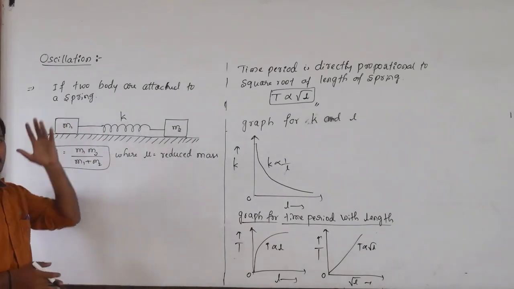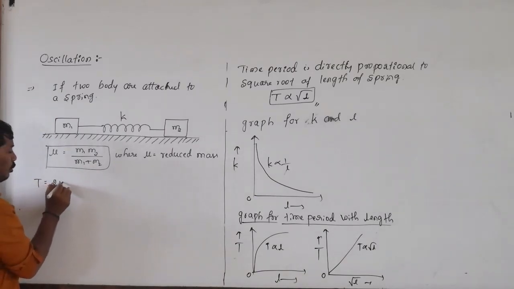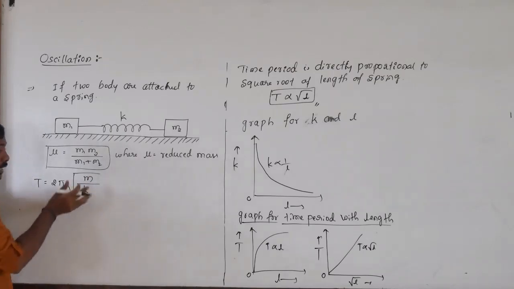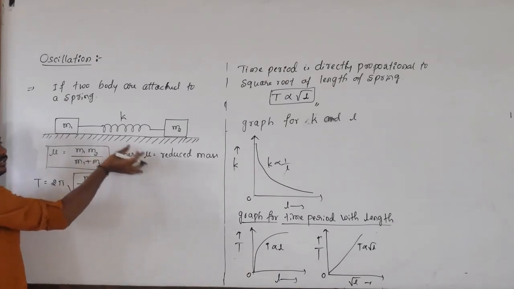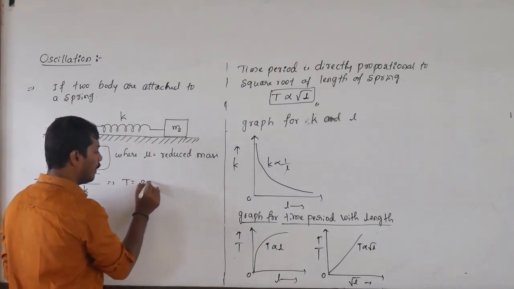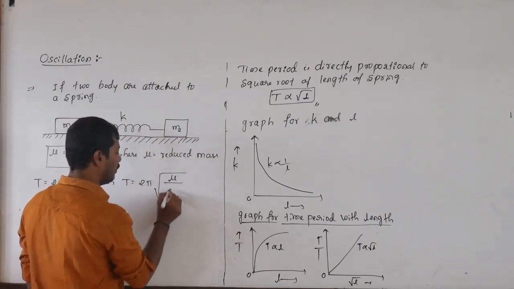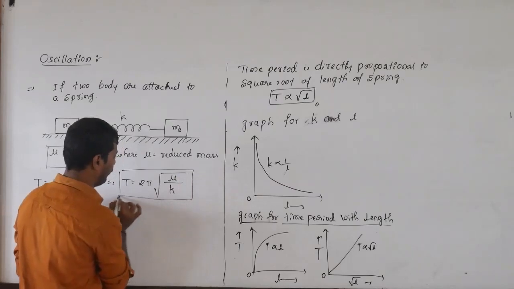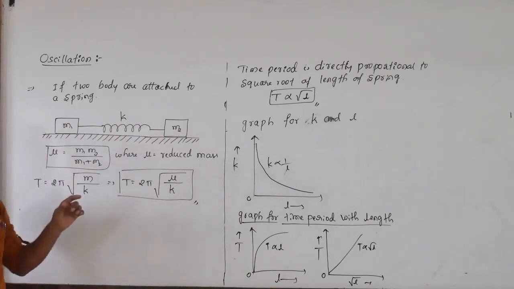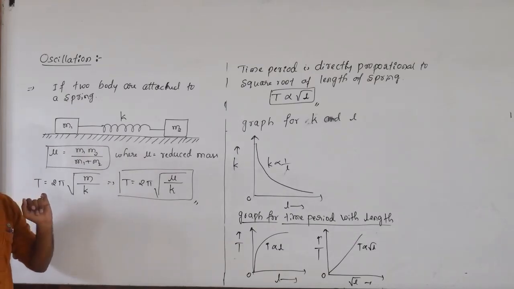Then when these two are connected, what about the time period? Already we know the time period equals 2 pi under root mass divided by K. Here the mass is what? Reduced mass, meaning the combination. Then the time period becomes 2 pi under root mu divided by the spring constant K. If two particles are connected to a single spring, we have to convert into reduced mass, that is M1 M2 divided by M1 plus M2.